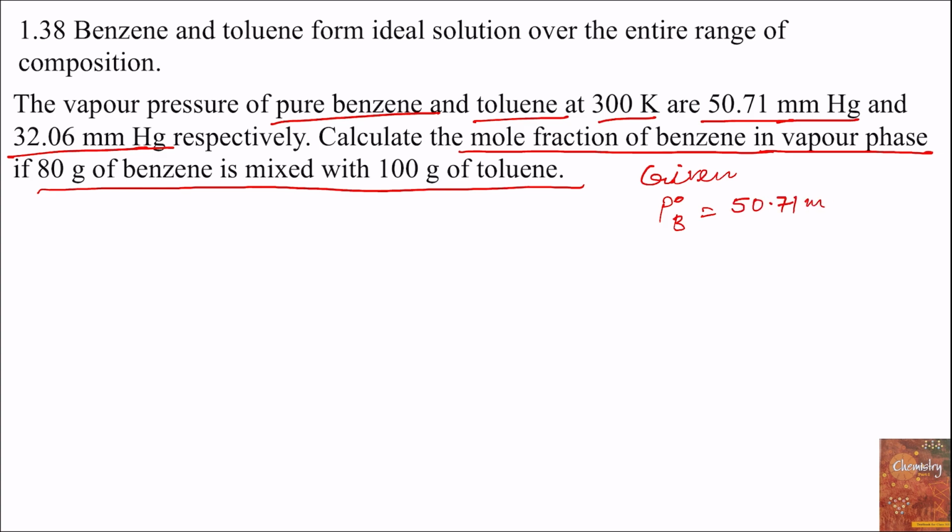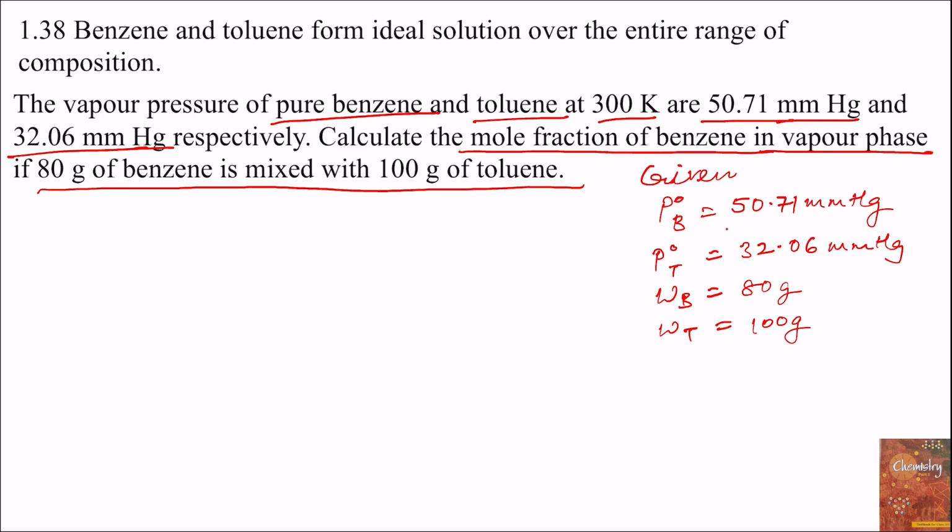Given vapor pressure of pure benzene, let it be P naught B, is equal to 50.71 millimeter of mercury. Then vapor pressure of pure toluene is equal to 32.06 millimeter of mercury. Weight of benzene, let it be WB, is equal to 80 gram and weight of toluene is equal to 100 gram. As can be seen from the vapor pressure values, vapor pressure of pure benzene is greater than vapor pressure of toluene. So more volatile component is the benzene.